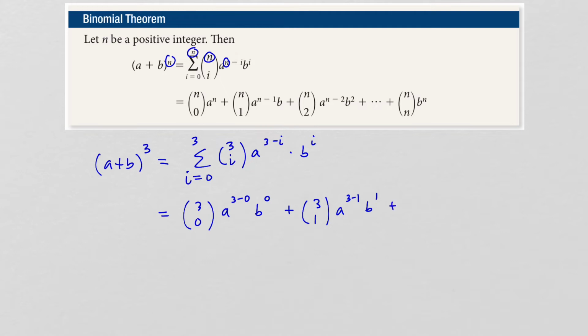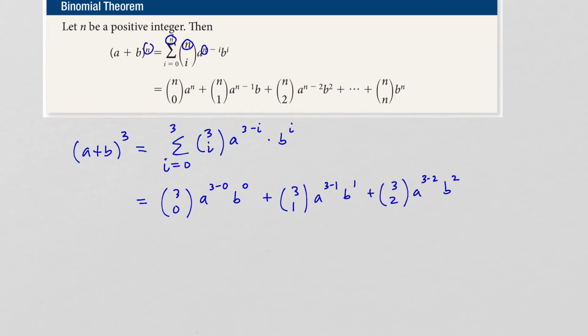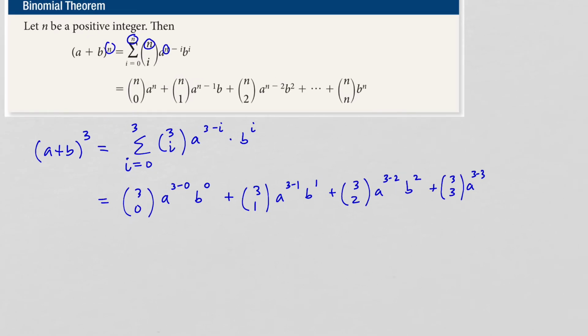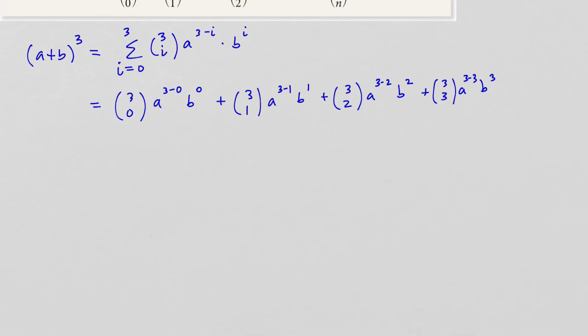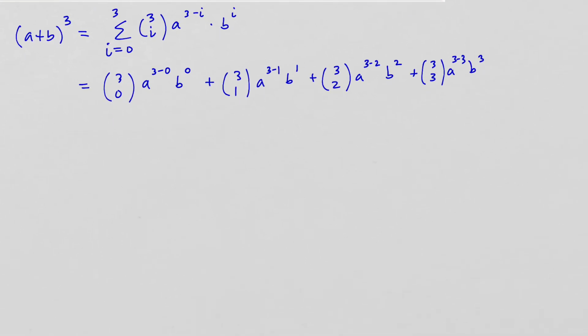If I let i equal 2, I get 3 choose 2, a to the 3 minus 2, b to the 2. And if I let i equal 3, which is the last term, I get 3 choose 3, a to the 3 minus 3 times b to the 3. Now to get the answer here, all we have to do is two things. We have to simplify all these exponents, which is really simple to do, and then we have to calculate all of these binomial coefficients. So let's do those down below here.